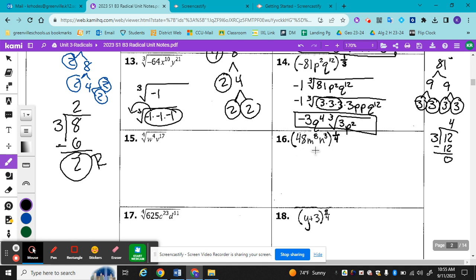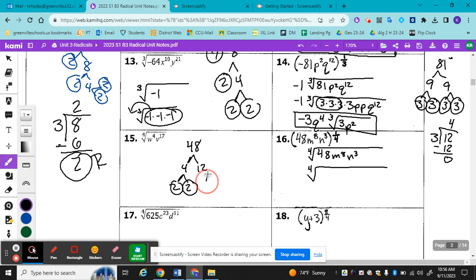This is the 4th root now. So the 4th root of 48 m to the 8th n cubed. So we're going to break down 48. 4 and 12, 2 and 2. I think the bigger numbers, the quicker you make these numbers smaller, that you know them. You could do 2 and 24. It will still give you the same thing. So I have 4 2's and 1 3. M to the 8th n cubed.